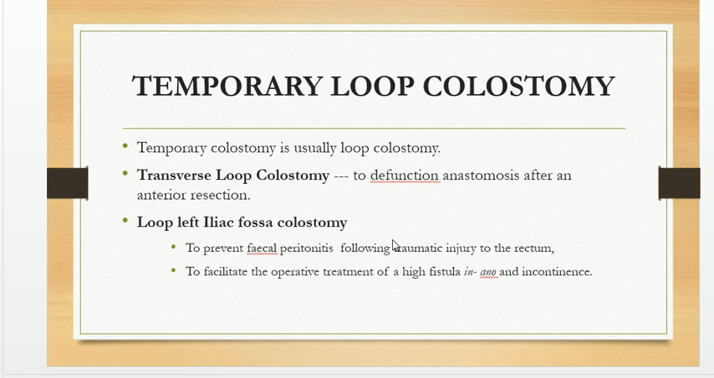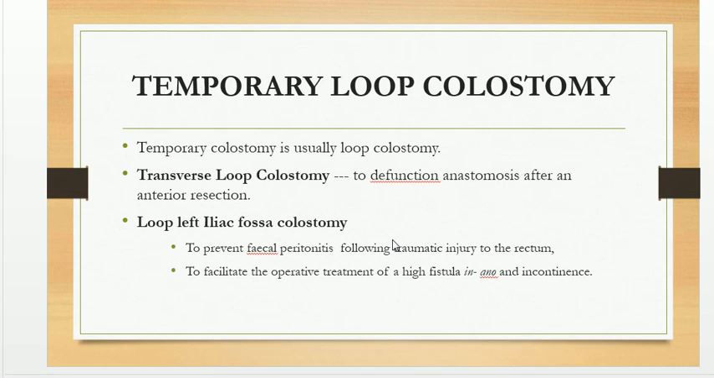Another way we have grouped the stoma is into temporary stoma or permanent stoma. So another way we can group them is temporary loop colostomy. Temporary colostomy is usually a loop colostomy. That means we bring out a loop of the intestine, whether it's small intestine or large intestine. The idea of a temporary loop colostomy is to defunction an anastomosis after an anterior resection.